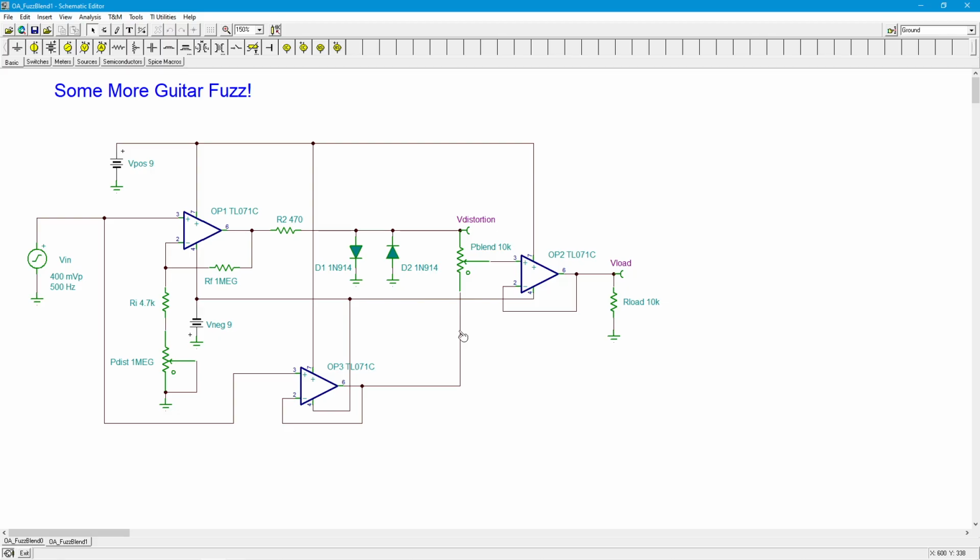So, end result, by tapping off on this pot with this wiper arm, if the wiper arm is all the way up here, you get the full distorted signal, or if it's all the way down here, you get the full undistorted input signal. If it's somewhere in the middle, you get a little bit of both, depending. So you can think of this as a sort of blend control. How much distortion versus how much original signal, right?